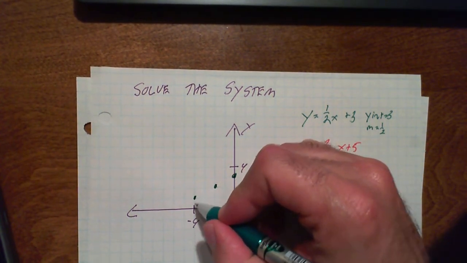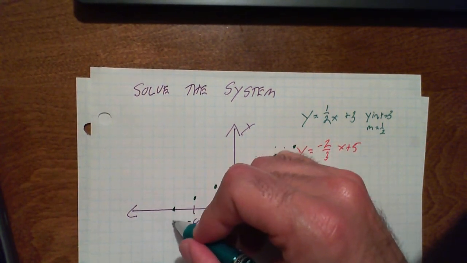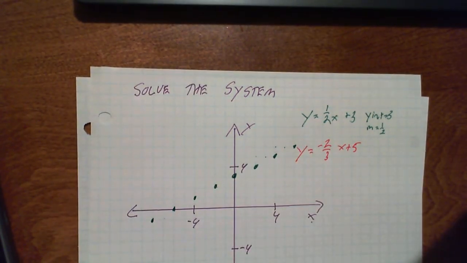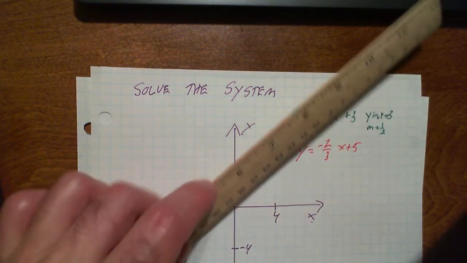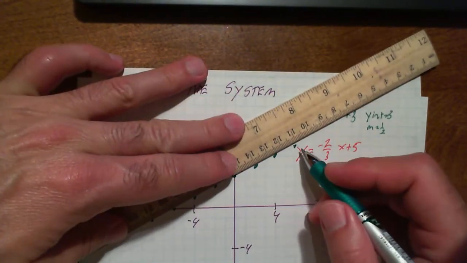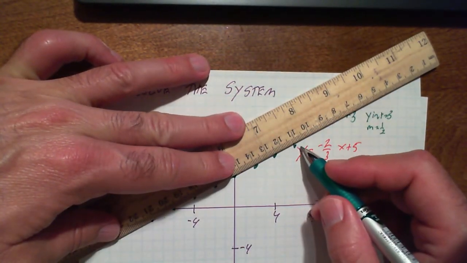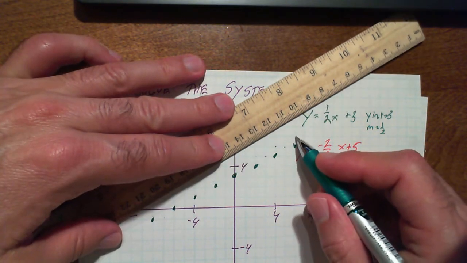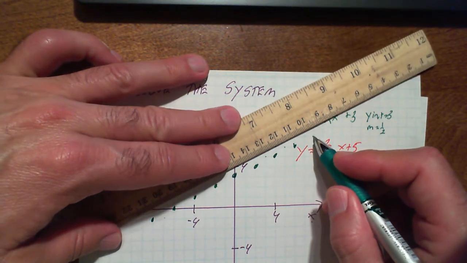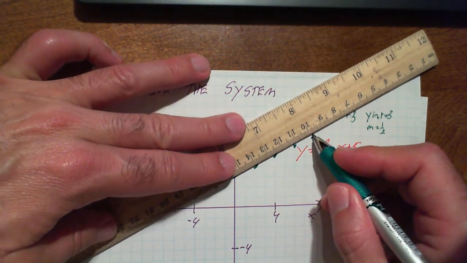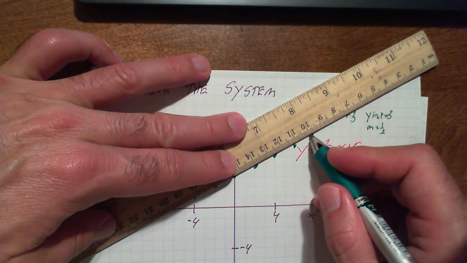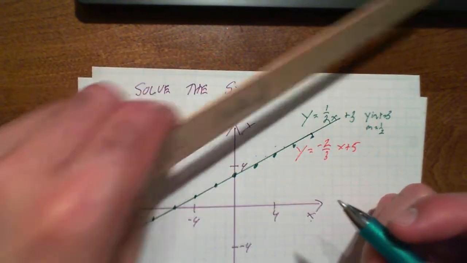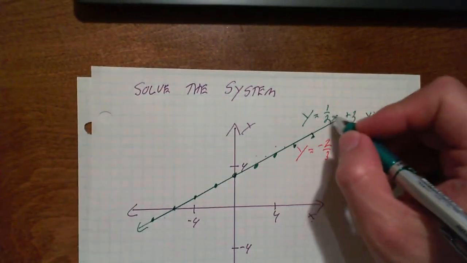Now, I particularly like to do a lot of points, so the more points you do, the easier it is to see where your point of intersection is. And they should all line up like that. Take your straight edge, draw the line. Okay. Now it's my green one. That's the y equals 1/2 x plus 3.